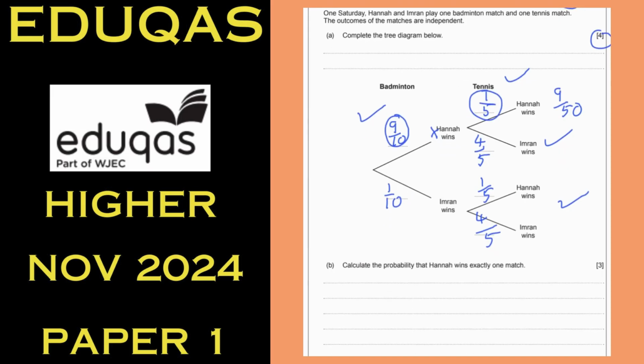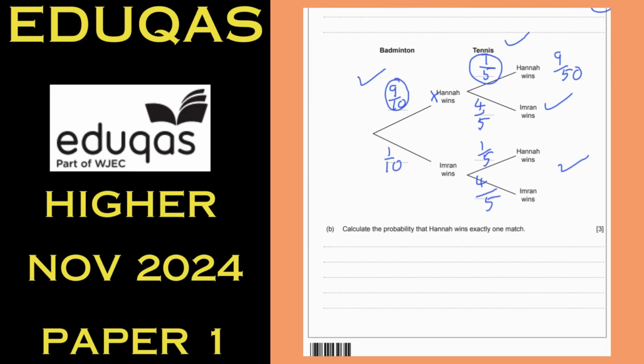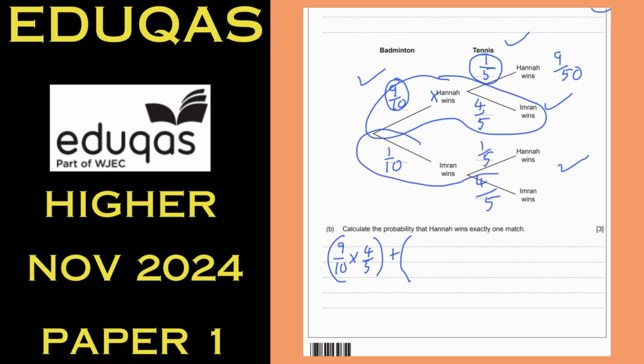Part B, calculate the probability that Hannah wins one match only. That will be this pair of branches here, 9/10 times 4/5, which you could work out, but I'll do it in a sec, because there's another branch. She could lose the first game and win the second game.